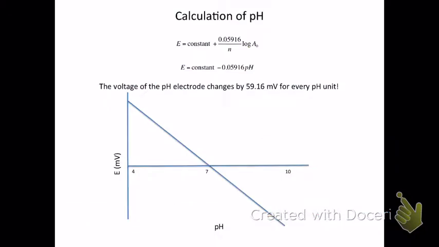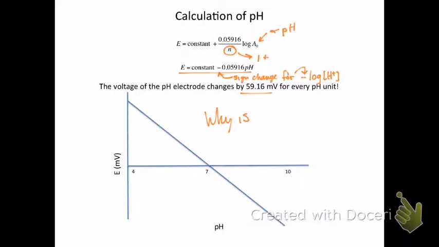So here's an equation for this. The equation we already saw, E is equal to a constant plus 0.05916 over n times the log of the activity of our analyte. Well, if we solve this for our pH glass electrode, we end up with E is equal to a constant minus 0.05916 times the pH. Well, the sign change that you notice between the two of them is because pH is the negative log of H plus ion concentration. So that negative log works its way through.